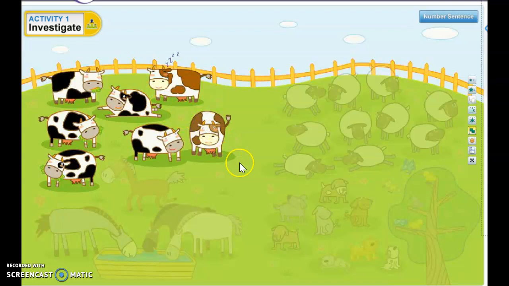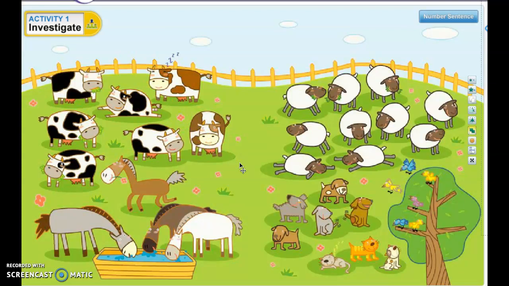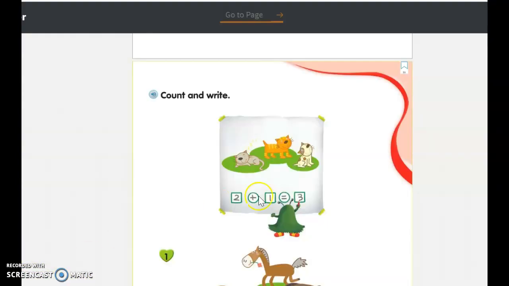Now I'm going to unclick here and you're going to see a lot of different animals. You're going to see the horses, the sheep, the dogs, the birds, and the cats. And I'm not going to tell you an addition story for every single one of them. But what I'm going to do is I'm going to show you the pages that you're going to be completing on Seesaw. Okay, so let's look at our pages.